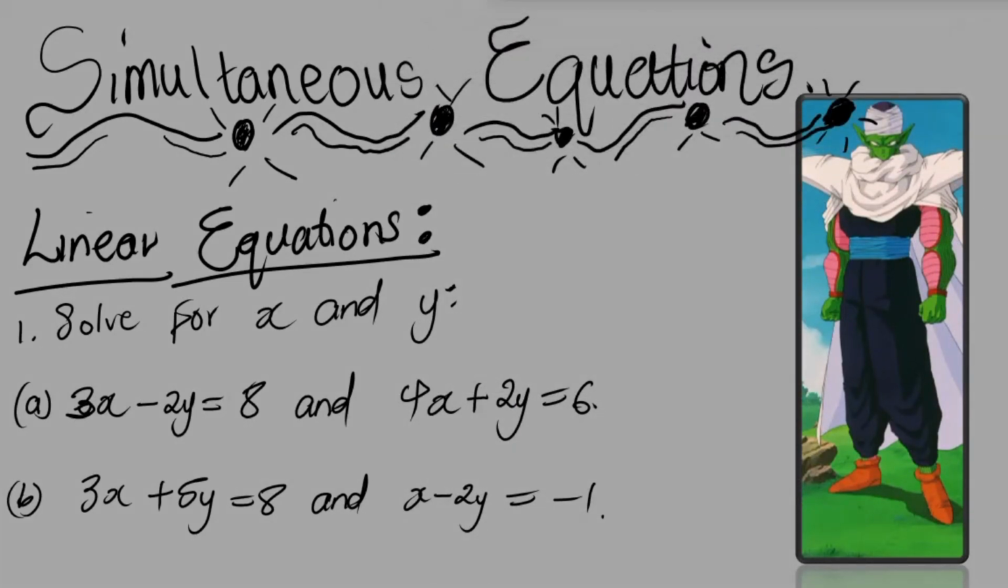So the topic for today is simultaneous equations. In fact, it is simultaneous linear equations, because we are dealing with two equations here, but those two equations are all linear, which means there's no variable that has an exponent bigger than 1 in this case.